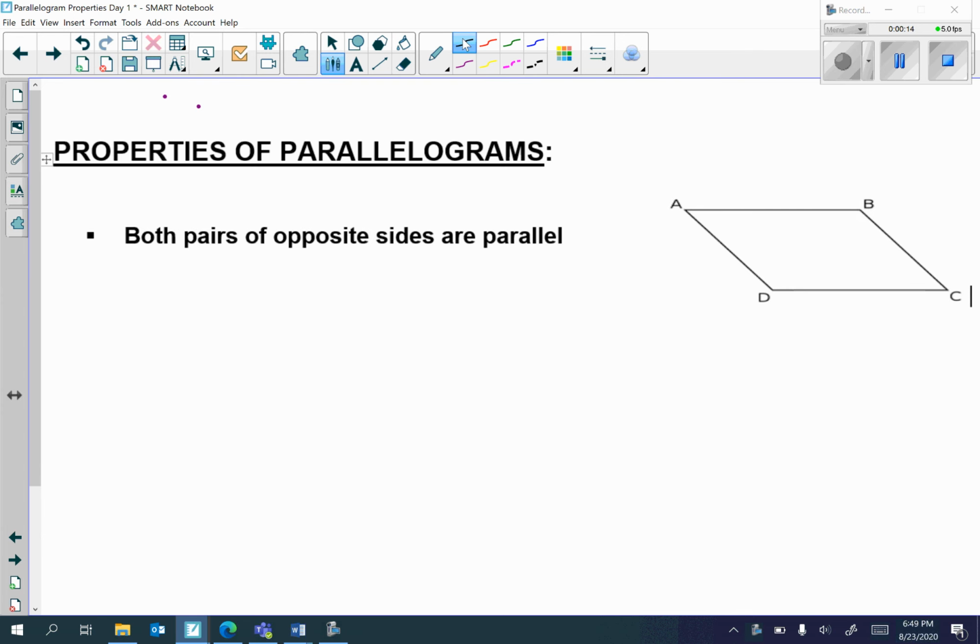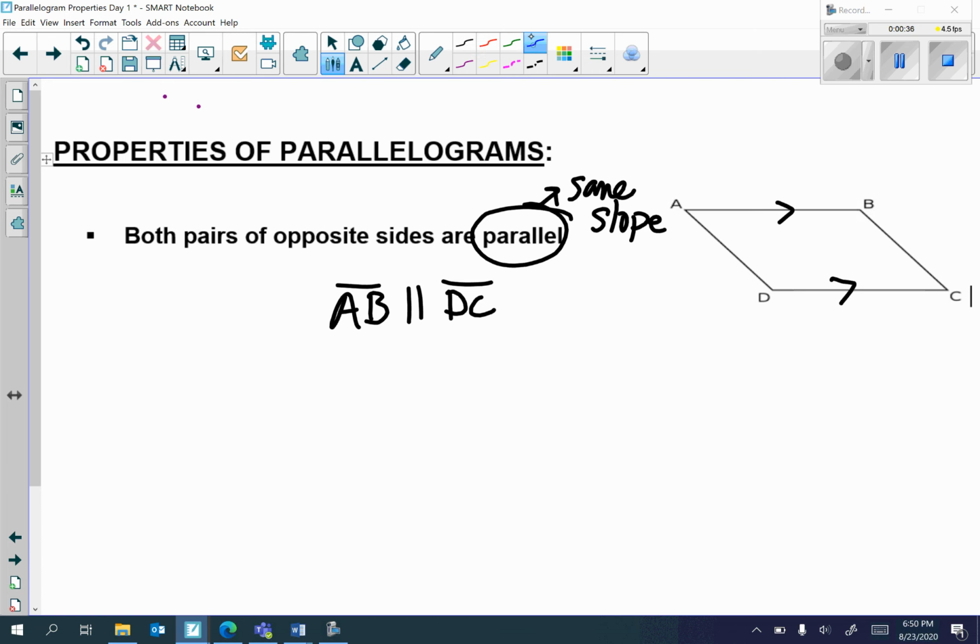The first property of a parallelogram is that both pairs of opposite sides are parallel. Remember, parallel means the same slope and that they do not intersect. So the opposite sides, AB is opposite of DC. And to show parallel, we put these arrows in. So AB is parallel to DC. That means the other pair of opposite sides are also parallel. So AD is parallel to BC. Both pairs of opposite sides are parallel.